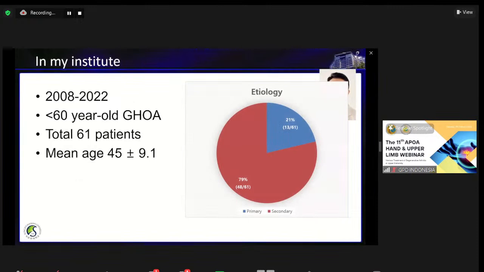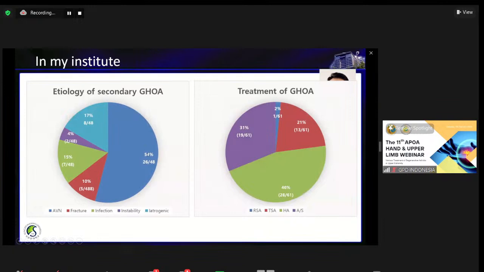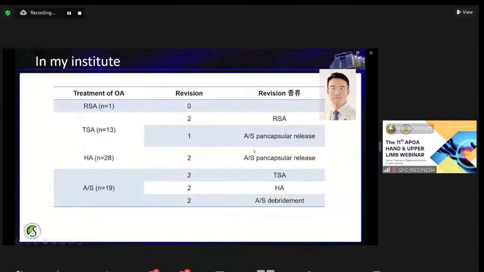So my results for patients less than 60 are shown here. You can see we had 61 patients, about 80% secondary and 21 primary. Most of them had some iatrogenic cause, or some were fracture related. The treatment in our series was mostly hemi or total, and some even had reverse. The revision was 2 out of 28 for hemi, and arthroscopic debridement had 6 out of 19. So pretty much similar to the literature.